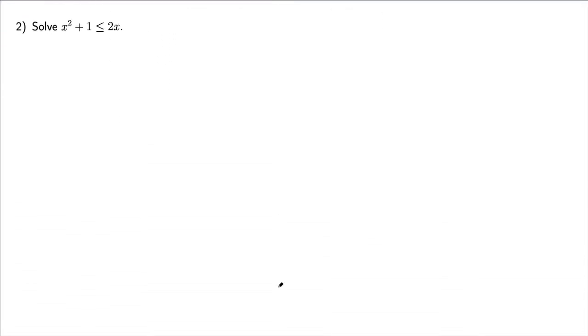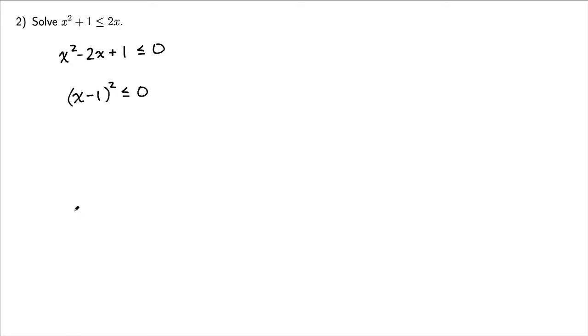Let's look at this second one here. Move everything to one side. You get x squared minus 2x plus 1 less than or equal to 0. And this factors as simply x minus 1 squared less than or equal to 0. So this has a single 0 of x equals 1, and that has a multiplicity of 1. Or sorry, 2. Definitely 2, because that exponent is 2.